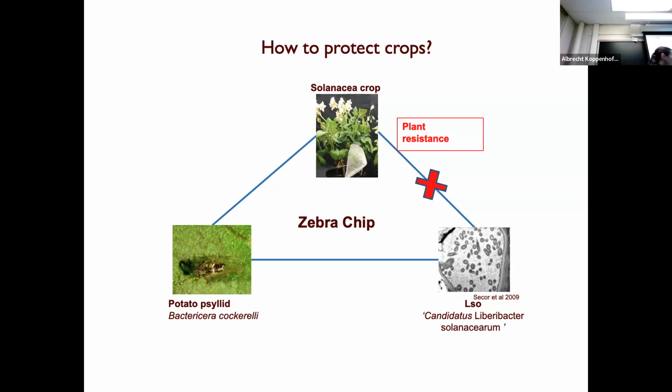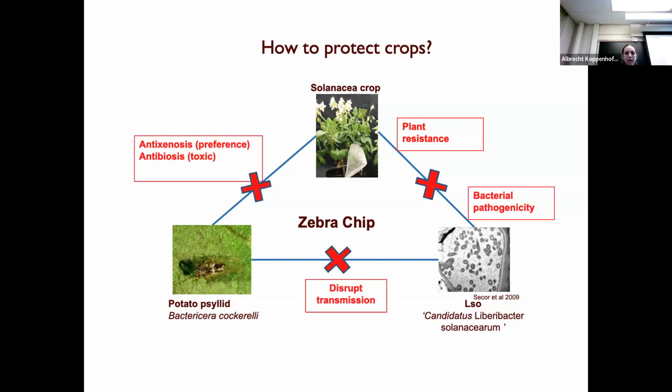The problem that we have is that our bacterium is non-culturable. So it's very difficult for us to work in the lab, and so we have to find ways to try to protect our plants. So since plant resistance fails, we can focus on the bacterial pathogenicity.